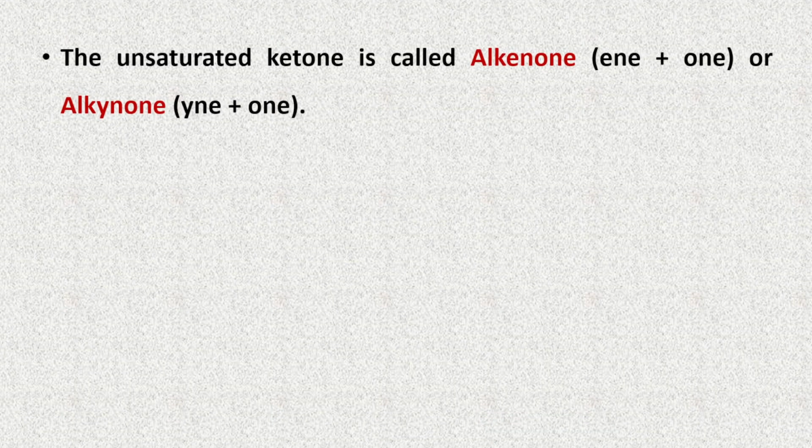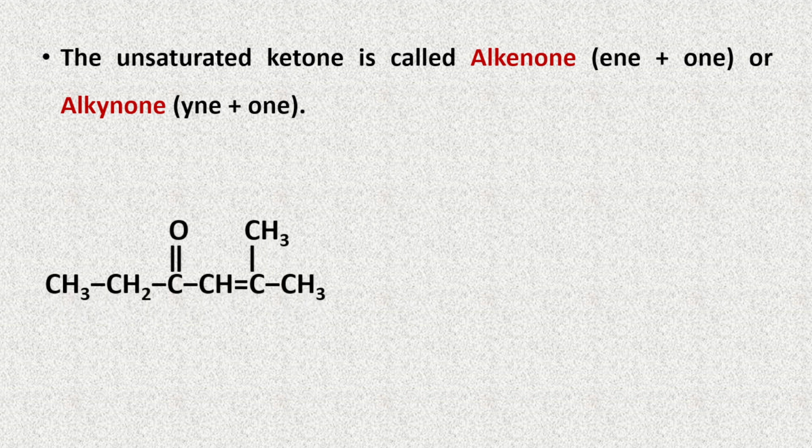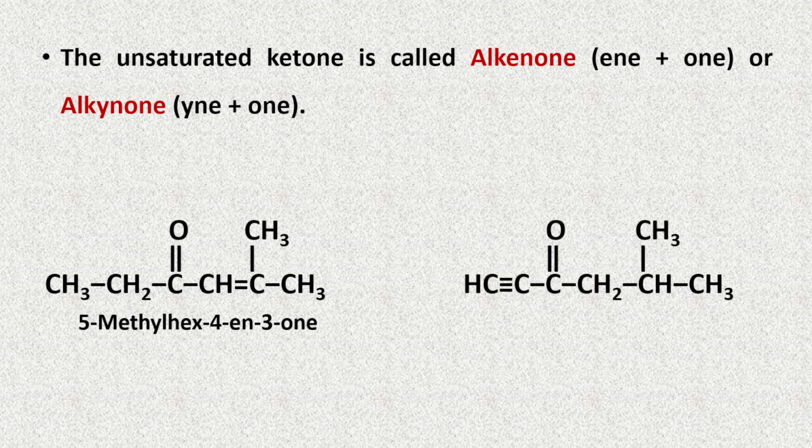The unsaturated ketone is alkenone or alkynone depending upon the presence of a double or triple bond. For example, this compound has a double bond, so its IUPAC name is 5-methyl-hex-4-en-3-one. And the second compound contains a double bond too, so its IUPAC name is 5-methyl-hex-1-en-3-one.